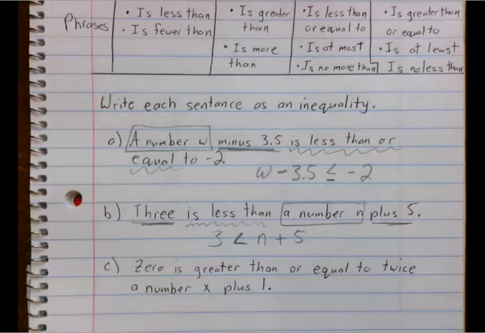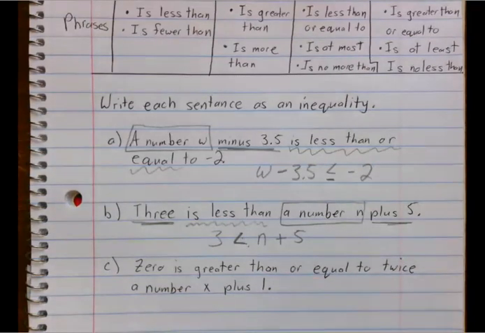Another way that you could phrase this is n plus 5 is greater than 3. So depending on which way I go, if I read this backwards, so this would be reading the right-hand side first, and then going over to the left, we could read that as n plus 5 is greater than 3. Down below here, we have one last problem, part C.